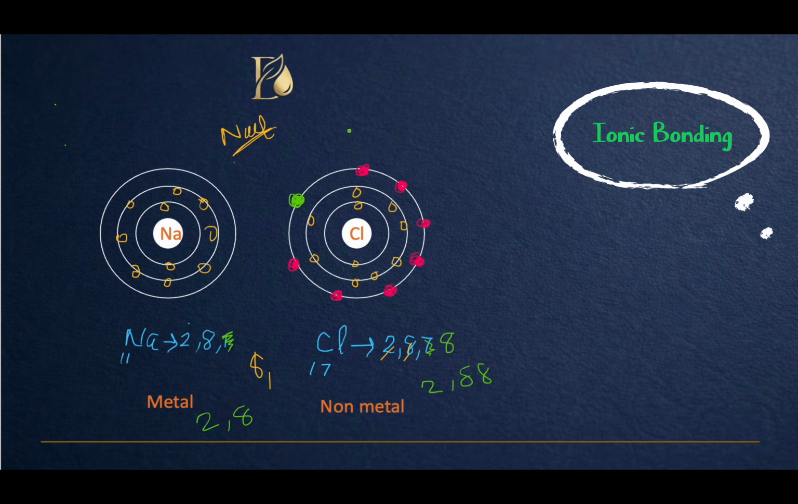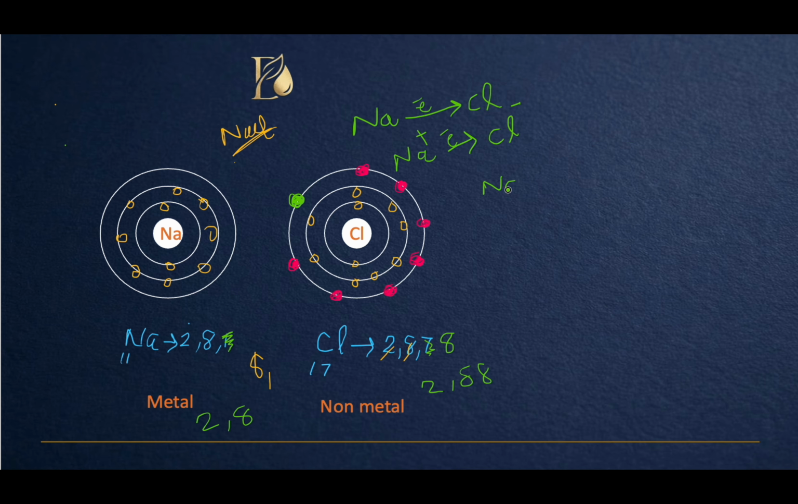And what will be the bond? We can represent the bond like this. Sodium transfers its 1 electron to chlorine. When sodium loses its electron, it becomes Na plus, and chlorine becomes Cl minus. What is this minus representing? This is the extra electron that we get from sodium. So sodium is converted into sodium plus and 1 electron. This plus indicates that this is a cation.